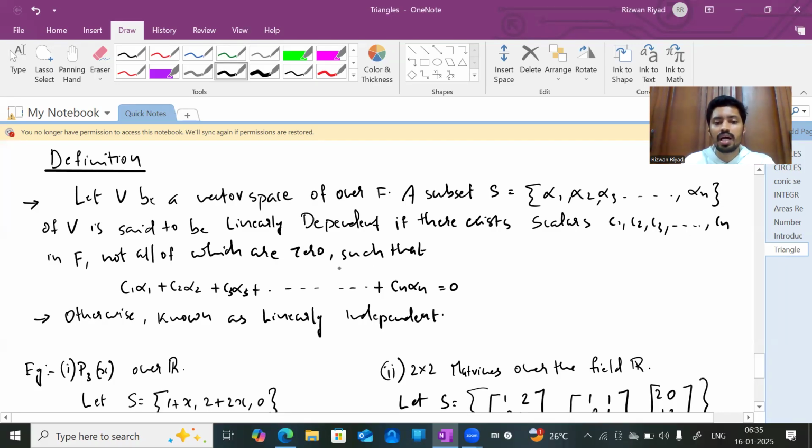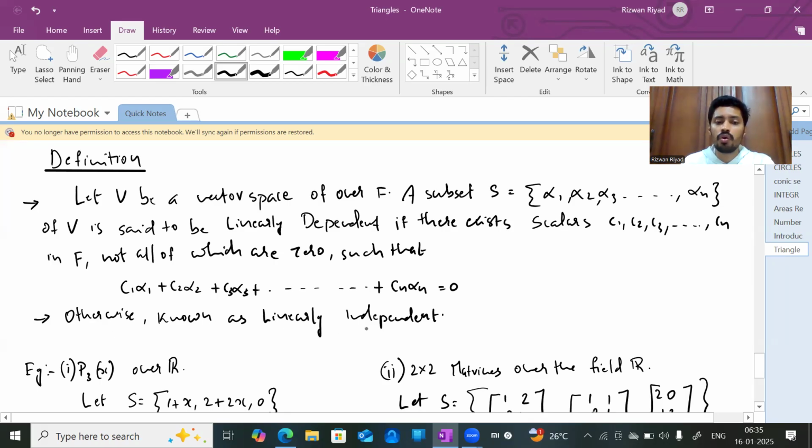Such that it should satisfy this equation: C1 alpha 1 plus C2 alpha 2 plus C3 alpha 3 plus, etc. up to Cn alpha n equal to 0. Then we can say that these vectors alpha 1, alpha 2, alpha 3, etc. to alpha n, or this subset S of this V, is linearly dependent. Otherwise, it is known as linearly independent.